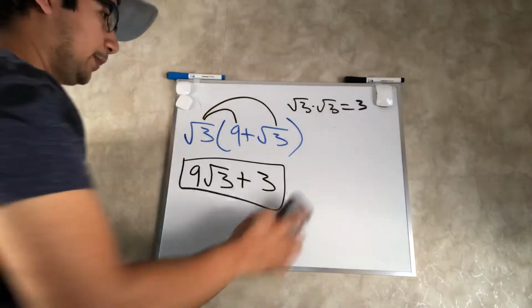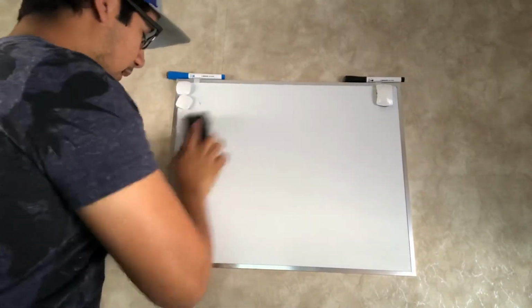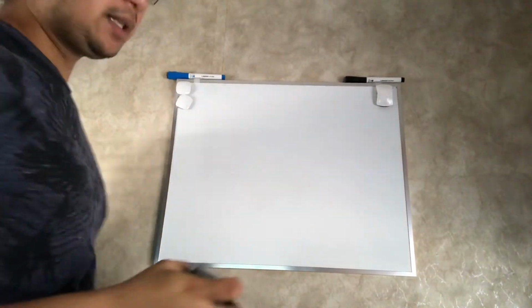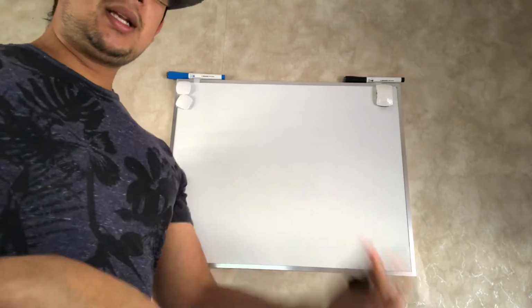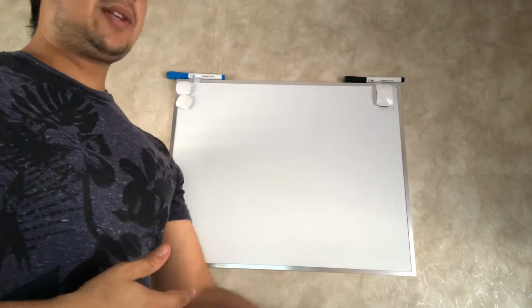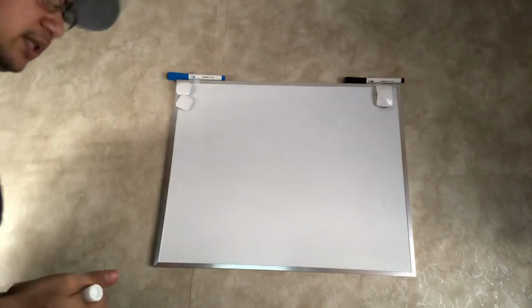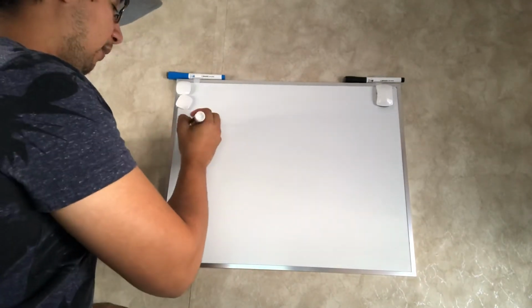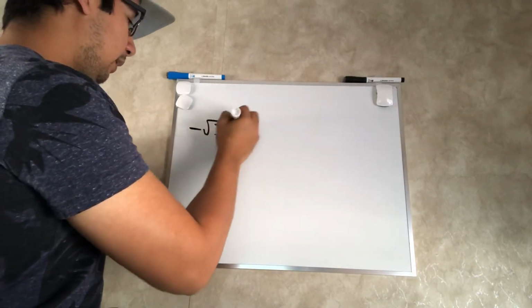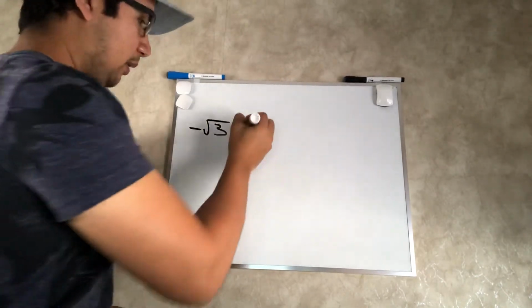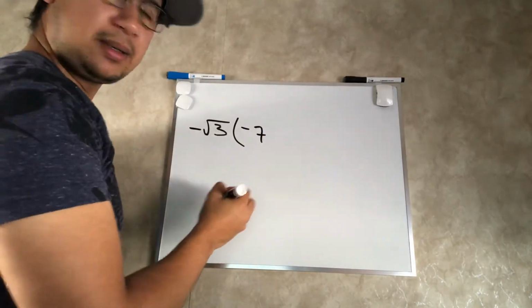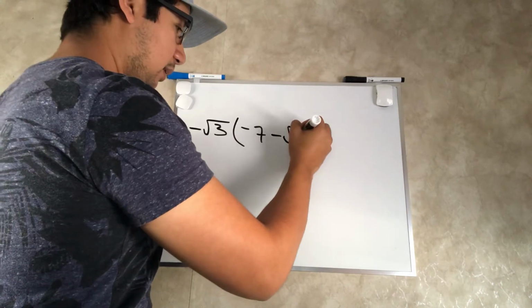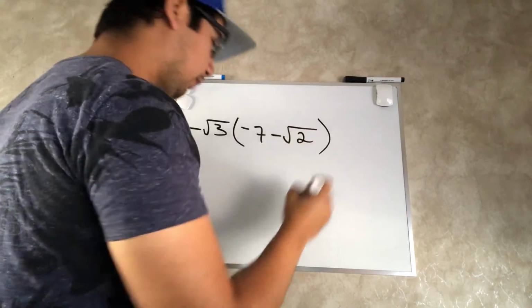Another one here. Oh, negatives. When you're multiplying negatives, it's the same rules as multiplication. A negative times a negative is a positive. A positive and a negative is a negative. So just keep that in mind. It follows the same rules as multiplication. So we have negative square root of 3 times negative 7 minus square root of 2.